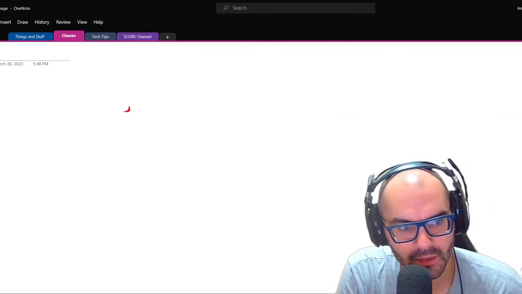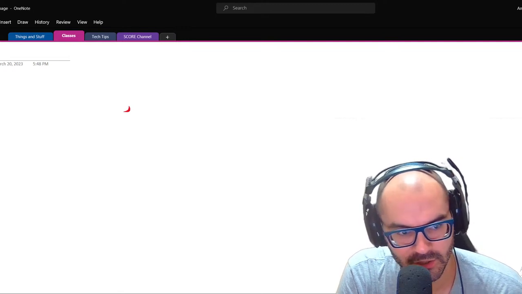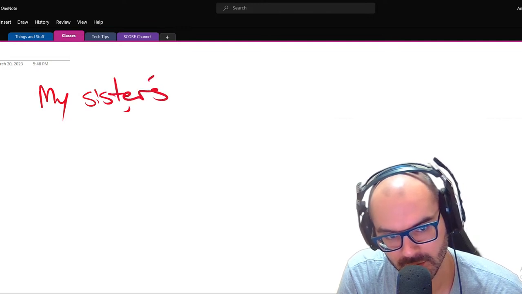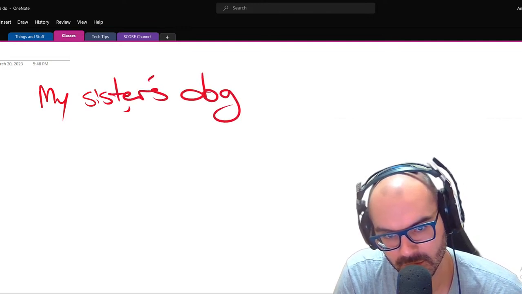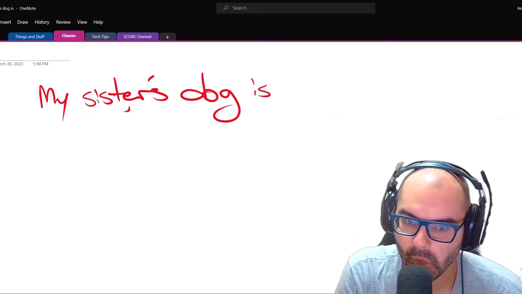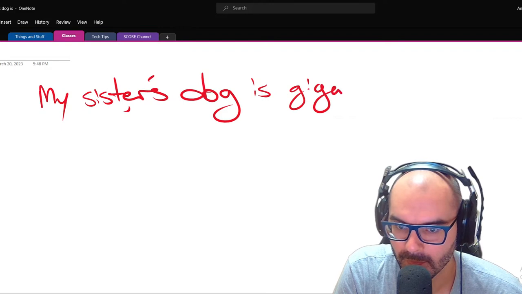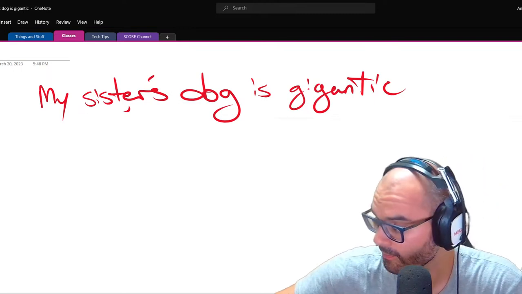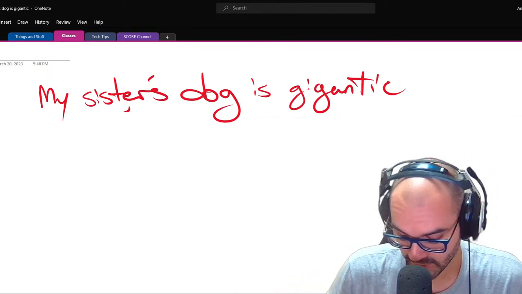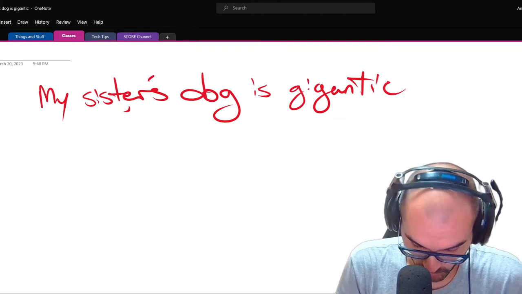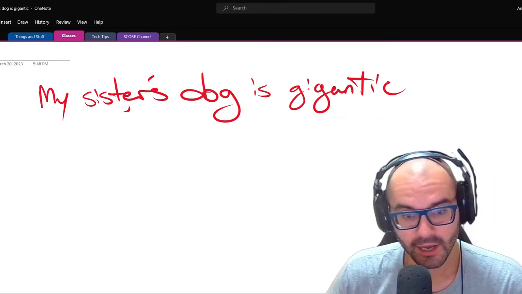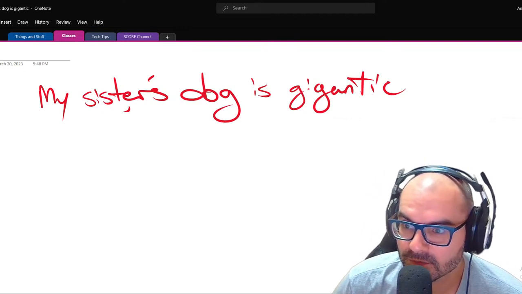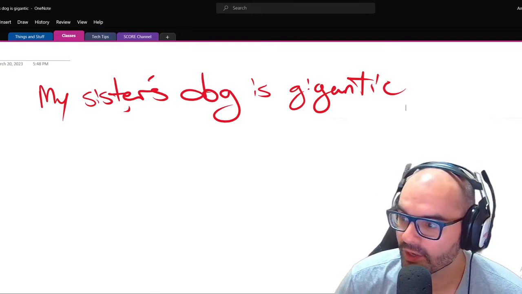So if I want to start with just a singular thing, let's say this: my sister's dog is gigantic. It is. It's an Akita. It's adorable, but it is massive and it's pretty scary. When that thing jumps on you, you don't want to show fear, but you feel it. So in this case, it's pretty clear. How many sisters am I talking about? One. Just one, right? Simple as that.